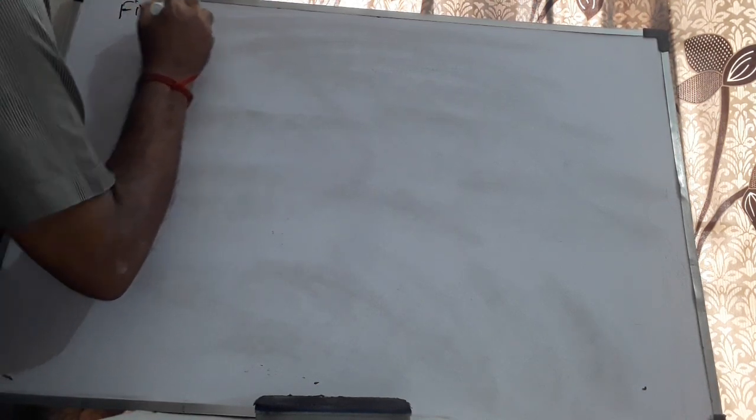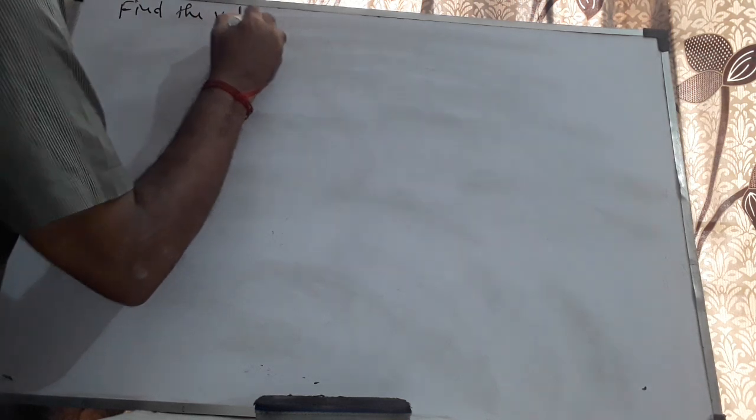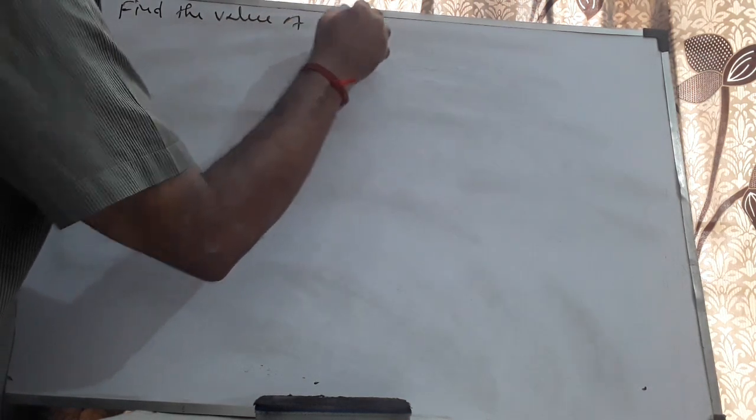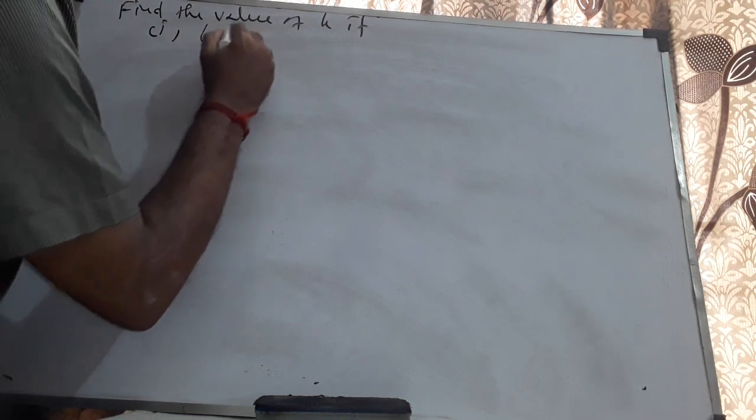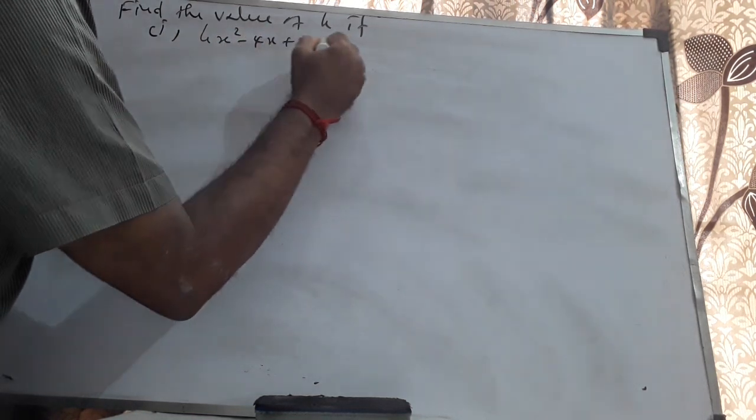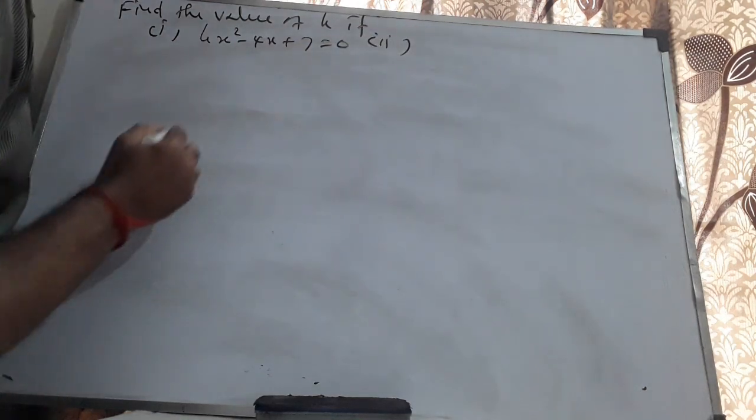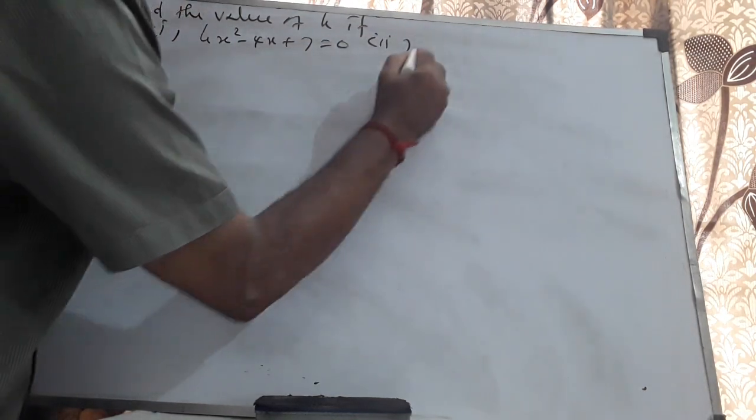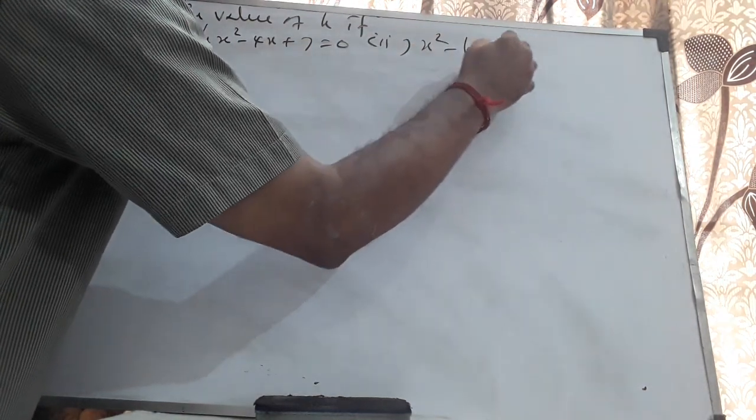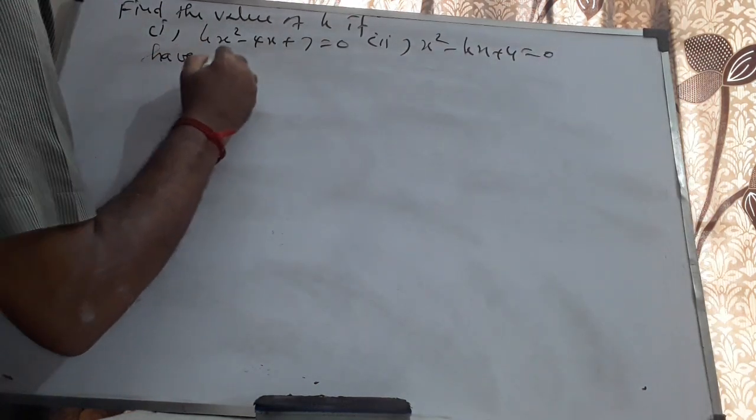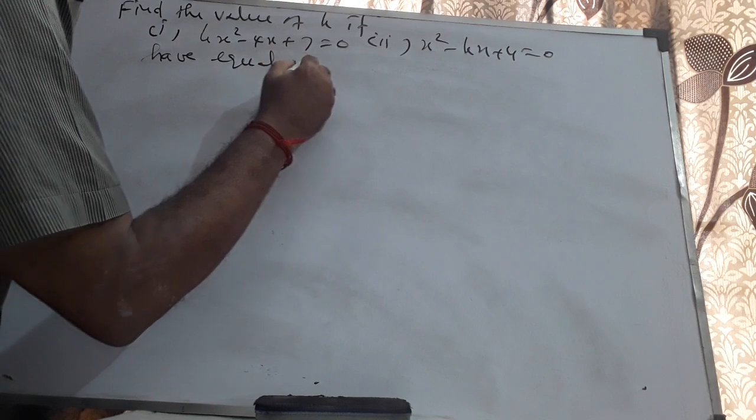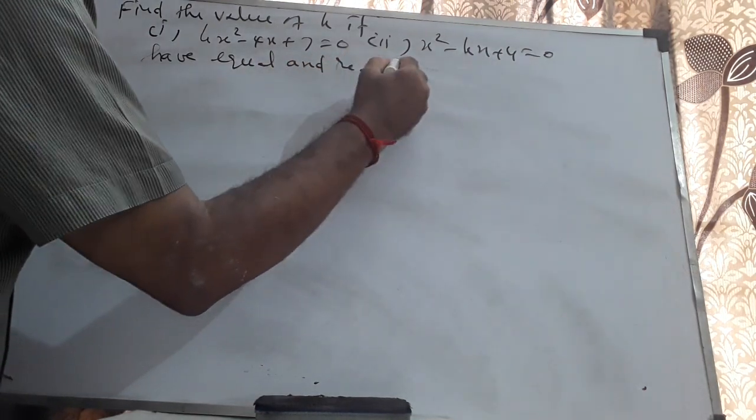Okay. Next, find the value of k, if subdivision 1: kx square minus 4x plus 7 is equal to 0. Subdivision 2: x square minus kx plus 4 is equal to 0, have real and equal roots.